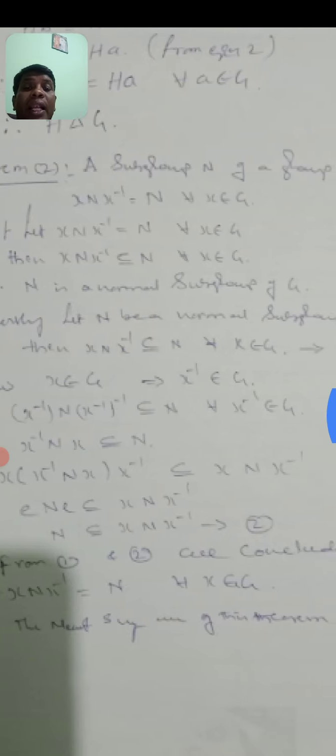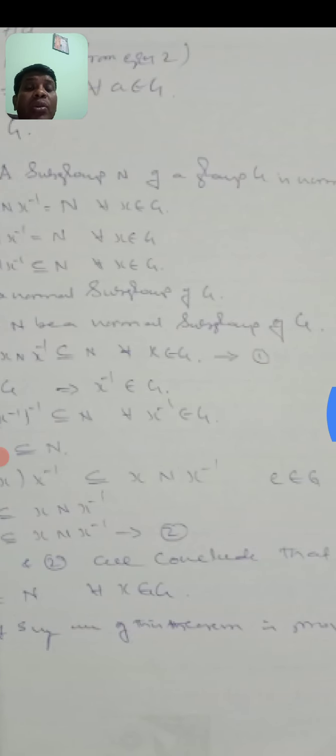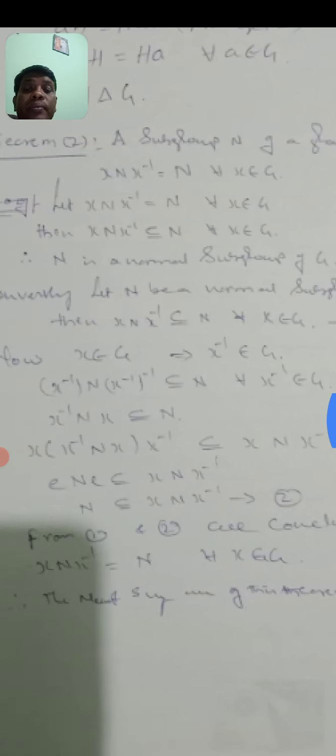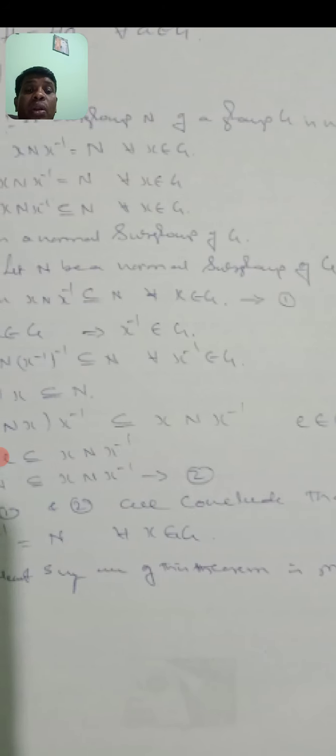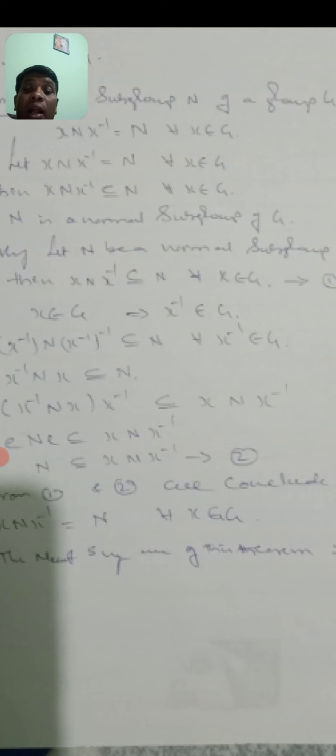Conversely, let N be a normal subgroup of G. Then normal subgroup means xNx⁻¹ is a subset of N for all x belonging to G. Write it as equation number 1. Now, if an element x belongs to G, then x⁻¹ also belongs to G.